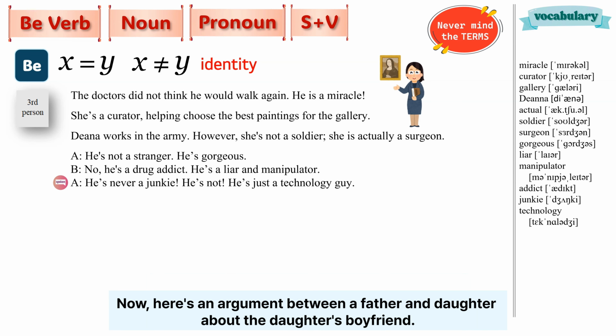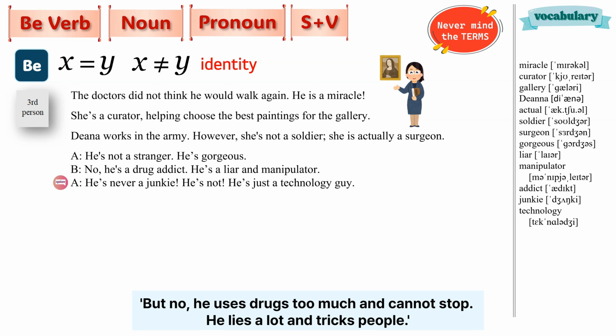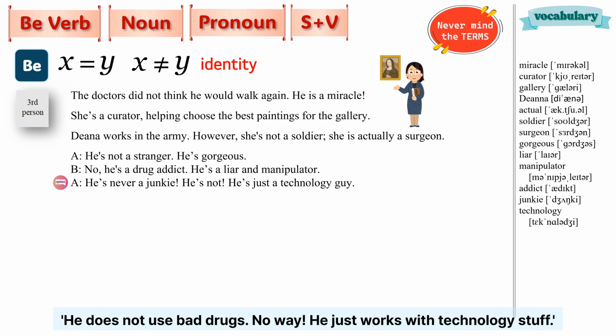Now, here's an argument between a father and daughter about the daughter's boyfriend. The guy isn't a stranger, he's really handsome. But no, he uses drugs too much and cannot stop. He lies a lot and tricks people. Now, this sentence contains a colloquial expression. He does not use bad drugs. No way. He just works with technology stuff.